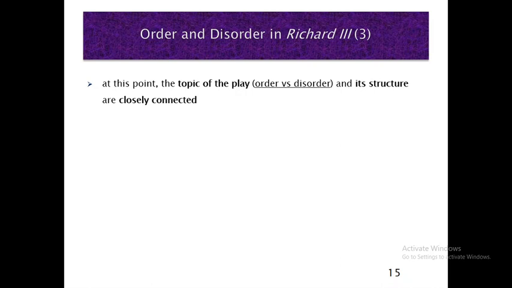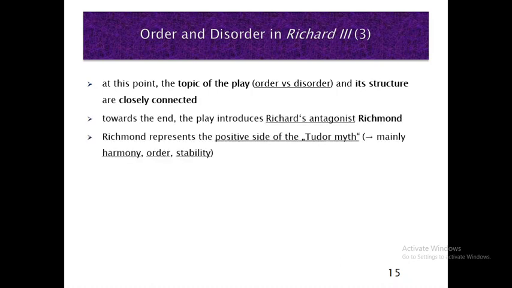And at this point, we can now see that the topic of the play, order versus disorder, and the structure of the play are closely connected. Let's have a look at that. Towards the end of the play, Richard's antagonist Richmond is introduced. And Richmond represents the positive side of the Tudor myth, mainly harmony or stability or order.